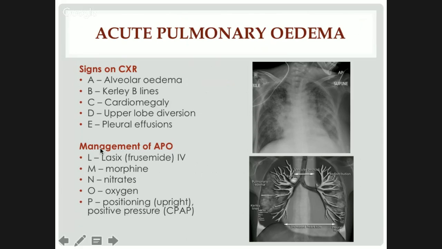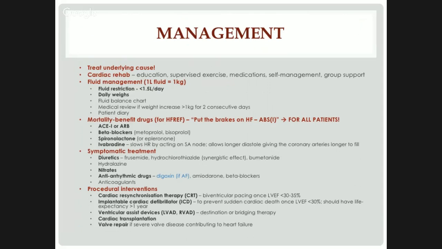How do you manage it? LMNOP. Lasix, so give them IV furosemide. Morphine, which has vasodilator effects and helps relieve the dyspnea. Nitrates, again, vasodilatory. Oxygen, because they're probably hypoxic. And positioning, so make them sit up. Remember, orthopnea is a symptom which is worse when they're lying down. So make them sit up, and you can give them positive pressure ventilation to help.